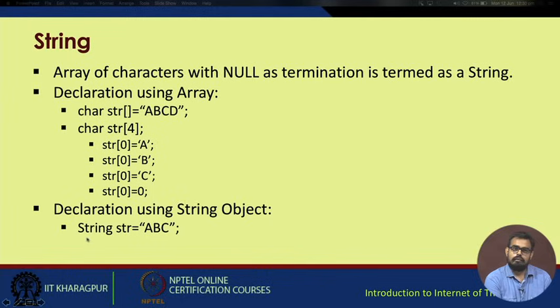Another thing, you can also have a data type string. So string str equal to ABC will give you ABC altogether. You don't have to store in individual locations. So this is one of the benefits of using Arduino.